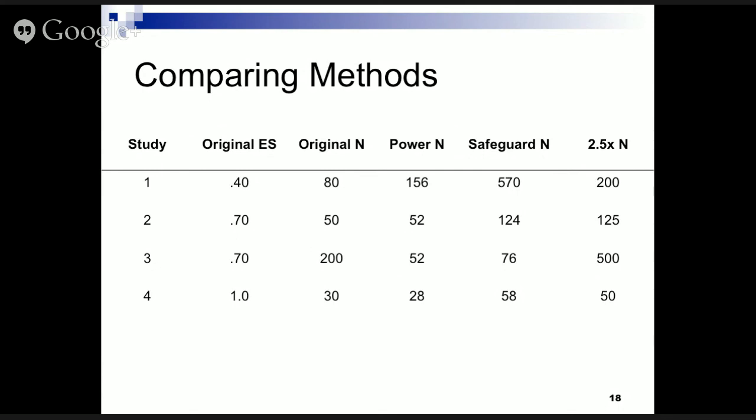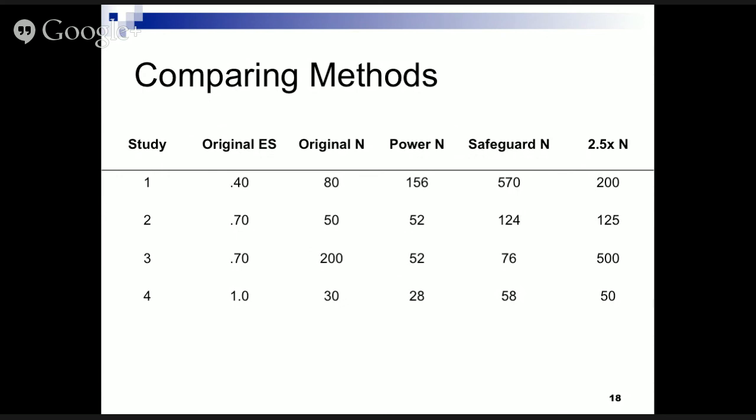And so what you'll notice is that when the original study had a really large N, the normal power calculation and the safeguard power are a lot closer together. That 2.5 rule gives you a huge estimate. However, when the original sample was smaller, the safeguard power and the 2.5 power tend to look more similar, and they're generally larger than that original power number.